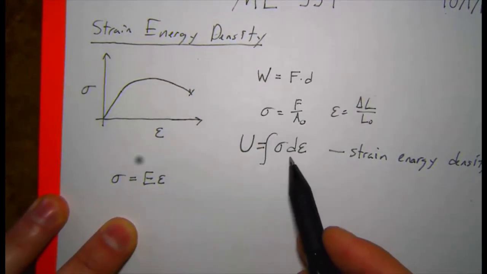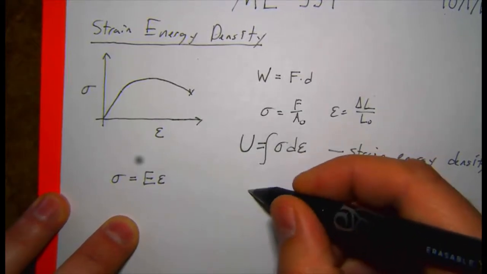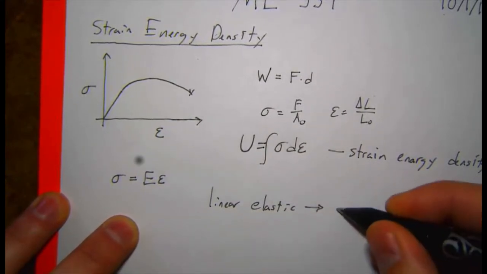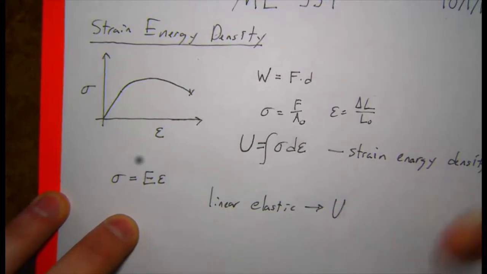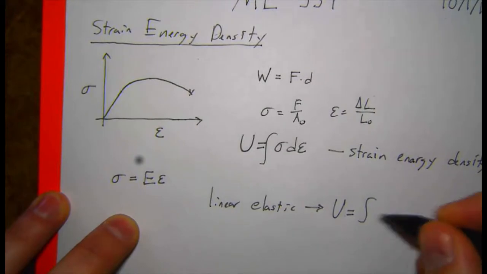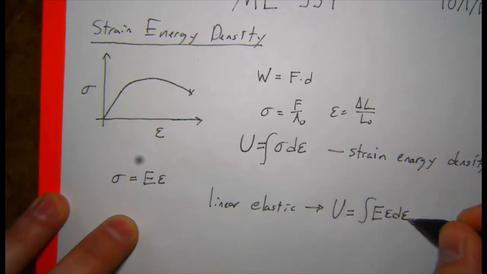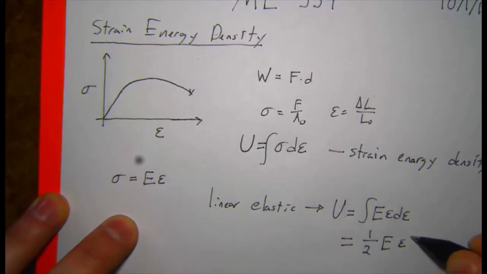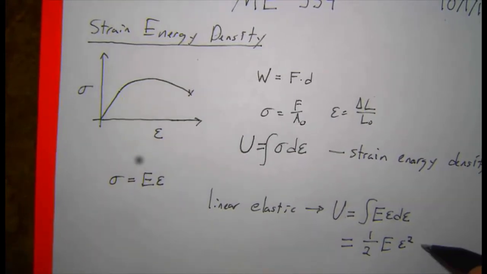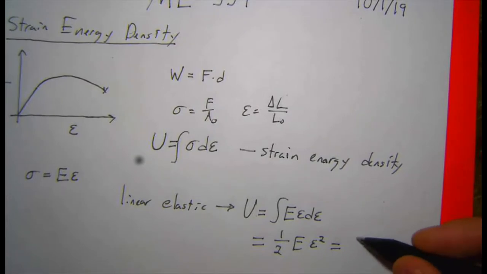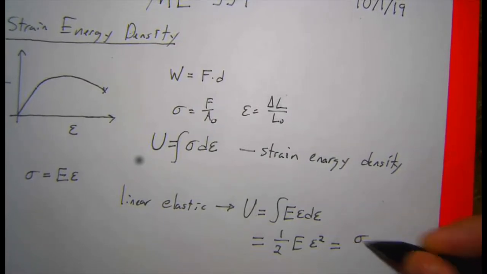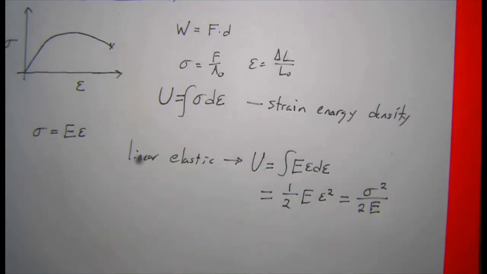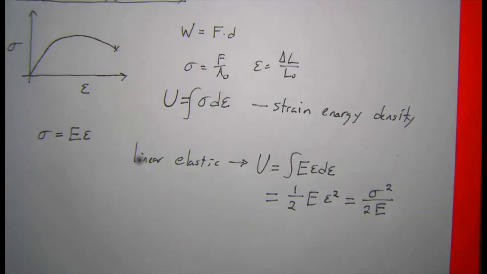That means that this has a relationship. So I can say for linear elasticity, my U is the integral of E epsilon d epsilon, which is then 1/2 E epsilon squared. Or if I want to write it slightly differently, stress squared over 2E. Both of these are different ways of representing strain energy density in a linear elastic body.